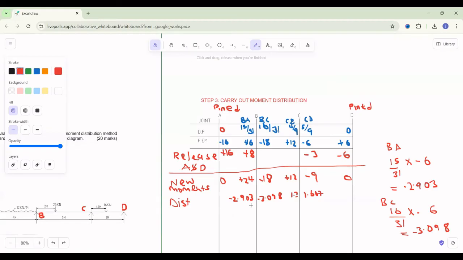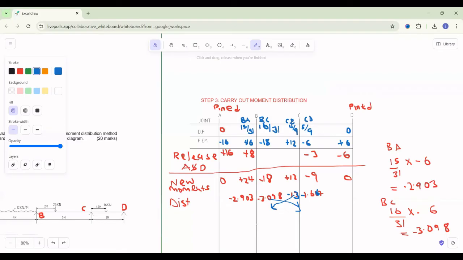So the next thing you do is the carryover. Remember, for the pin joint, you don't do any carryover. So the carryover will be on this side. Half of that goes in that direction. Sorry, the balancing moment here will be negative here and also negative here, because the out of balance moment is positive. It will be negative 1.3 and negative 1.67. So this is 3. And half of this comes on this side. All right.